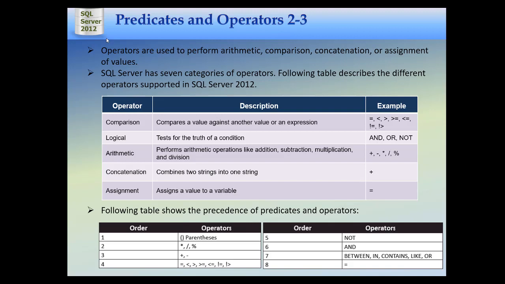Now, operators are used to perform arithmetic, comparison, concatenation, or assignment of values. SQL Server has 7 categories of operators, and the following table describes the different operators supported in SQL Server 2012 and also 2016. Basically, we have the comparison operators, where we are comparing two values, or an expression, against each other. So we have equals, less than, greater than or equal to, less than or equal to, not equal to, and not greater than. Then we have the logical operators, which test for the truth of a condition. For these, we actually use the words themselves: AND, OR, NOT, as you saw in this browser.